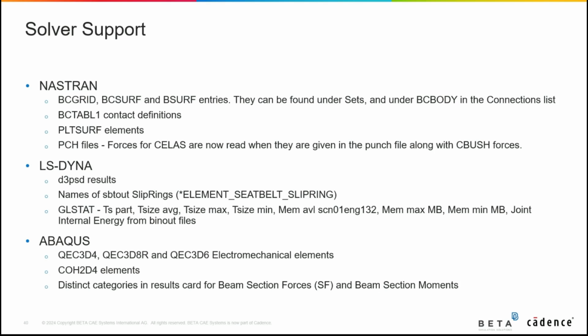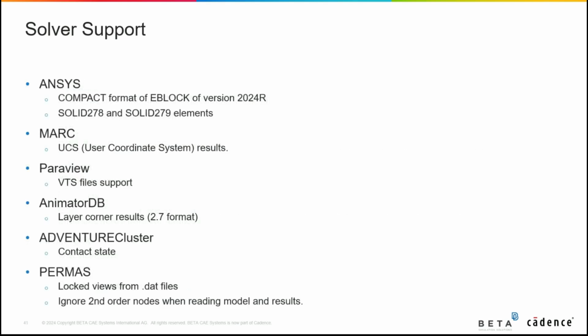For LS-DYNA, D3PSD results are now supported. Names of SBTOUT slip rings are now supported along with new results from GLSTAT files. For Abaqus, some new elements are supported. Additionally, two new categories, beam section forces and beam section moments, have been introduced to facilitate exclusive reading of results on beams.